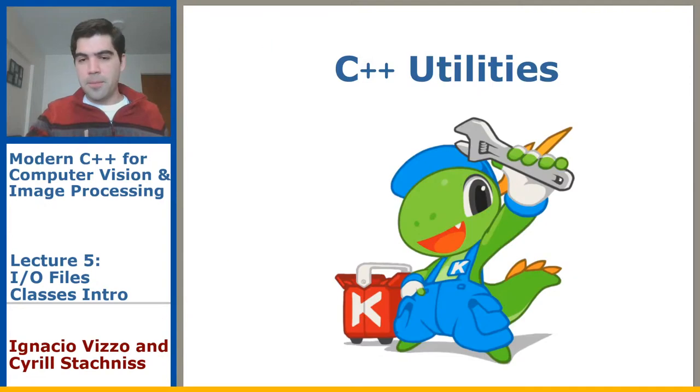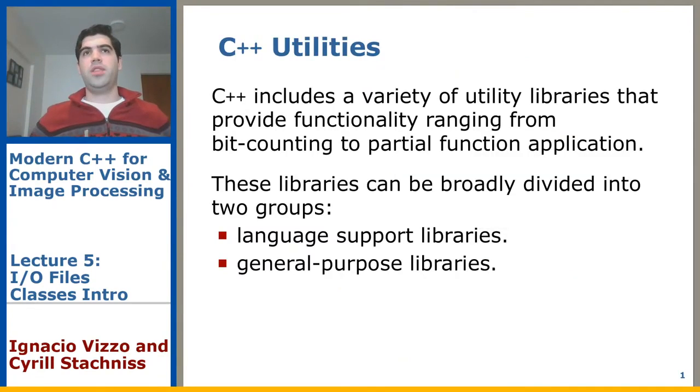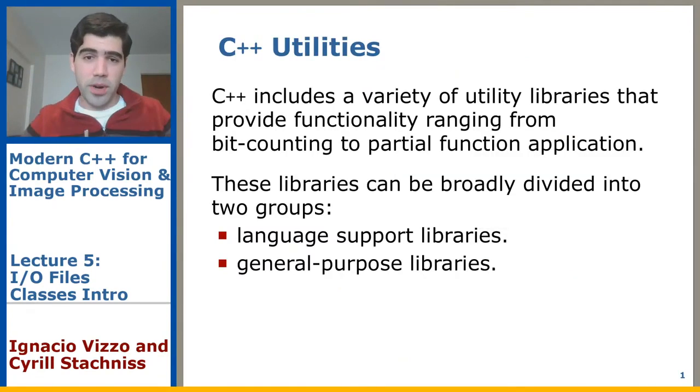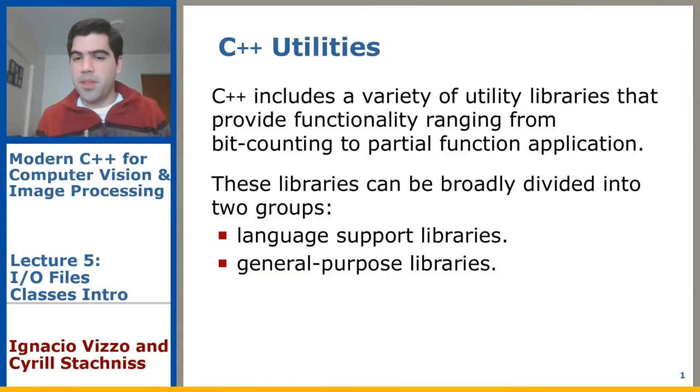This is something that usually not all C++ developers are super aware of. The C++ standard comes with utility libraries that include a variety of libraries that provide functionality ranging from bit counting to partial function application. So this means you can do a lot of stuff. And these libraries can be broadly divided into two groups: the language support library and the general purpose library.